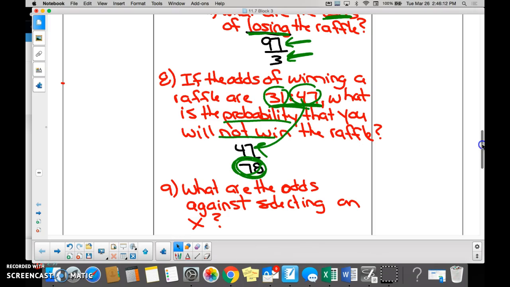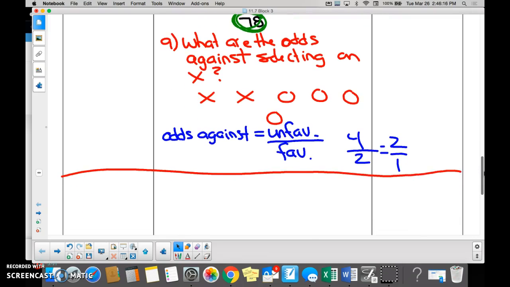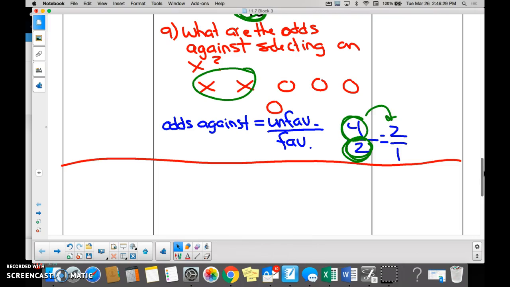And then the last one, what are the odds against selecting an X? So selecting an X is our favorable, right? How many X's do you see? 2. So the favorable is 2. How many O's do you see? 4. So that's the unfavorable. And can you reduce odds? Yeah. Questions, comments?